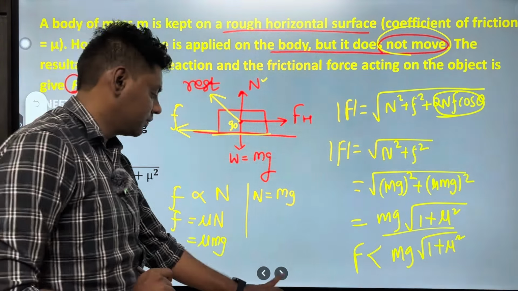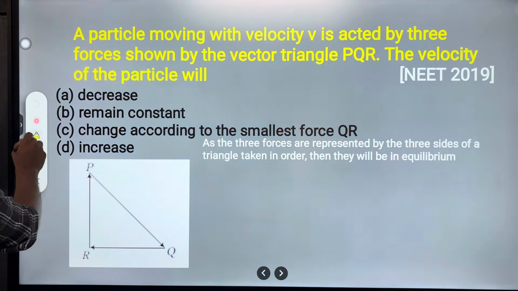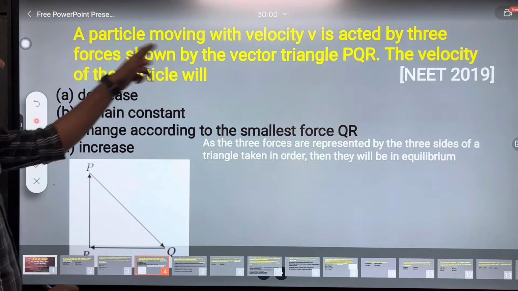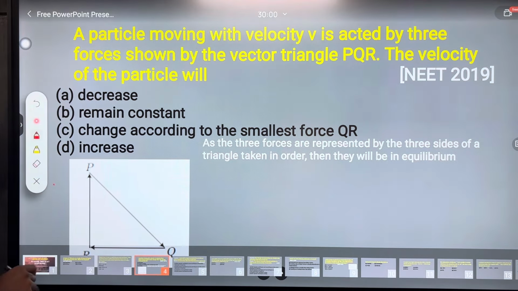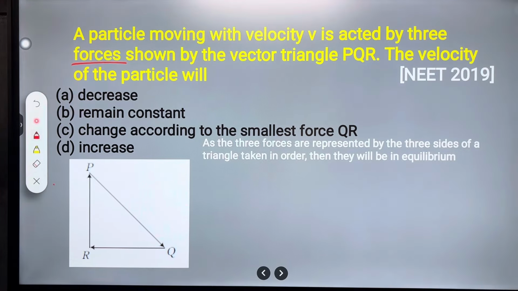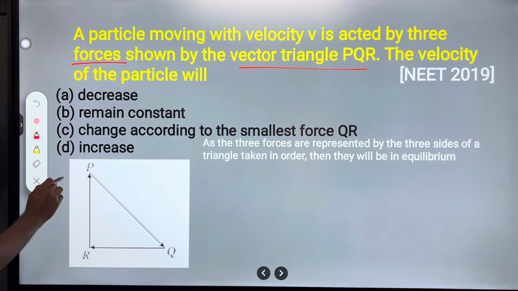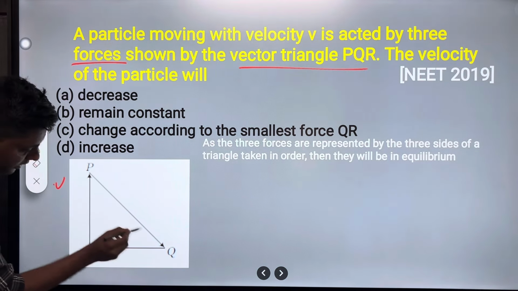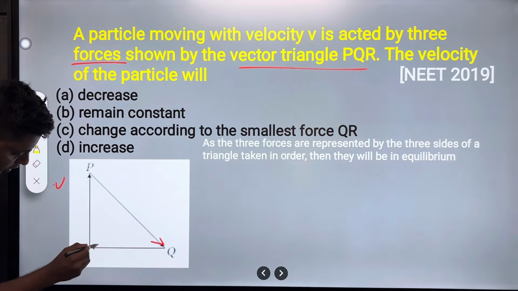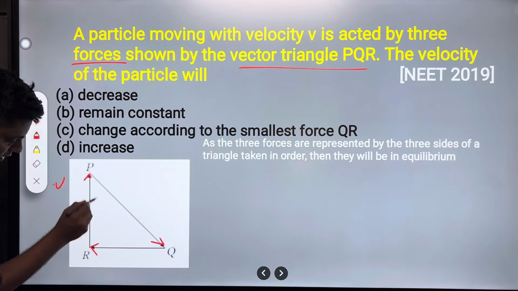Next question. The question is very easy. The particle is moving with velocity v, acted upon by the forces shown by the vector triangle PQR. So this is the diagram. This is the direction of the P vector, the direction of the Q vector and the direction of the R vector.